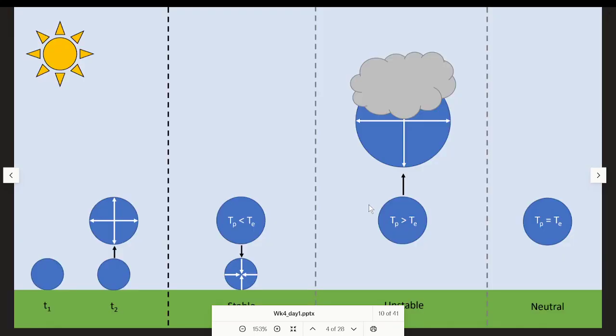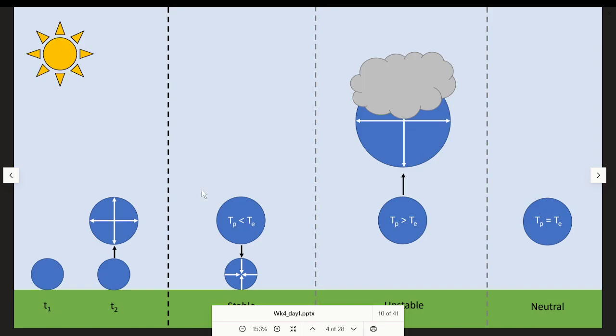Showing this again: we just went over this slide, but they added a couple of things. For the stable mass, the parcel temperature is less than the environment. So this is like cold air outside, and this parcel is even colder. So you really get it to snap back to the ground. It's a cold parcel, stable.